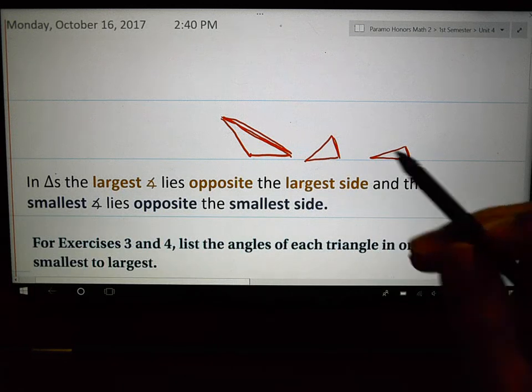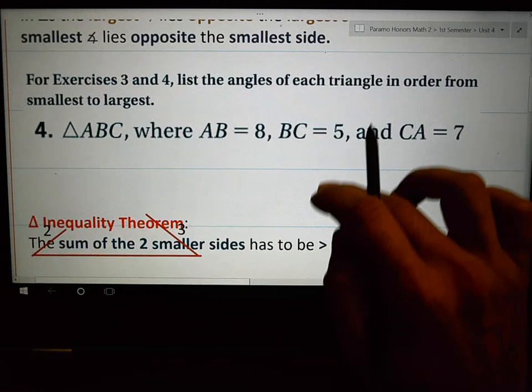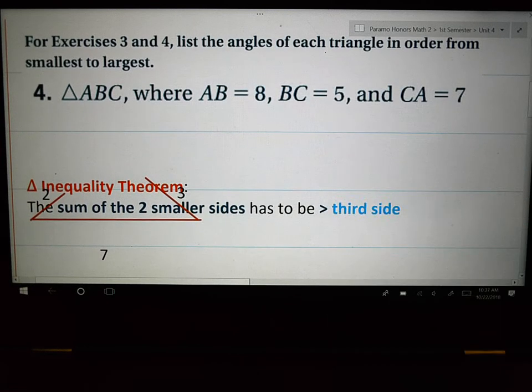Number 4 says, this is in your book, so feel free to do this in number 4 in the book.